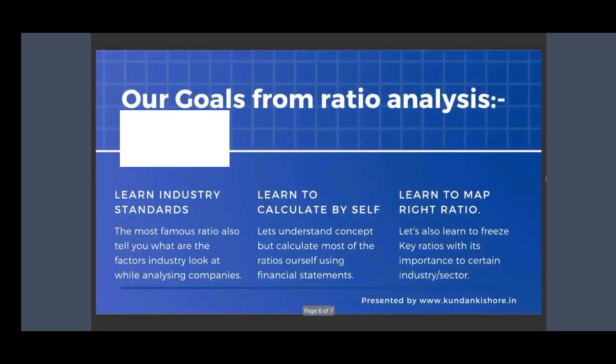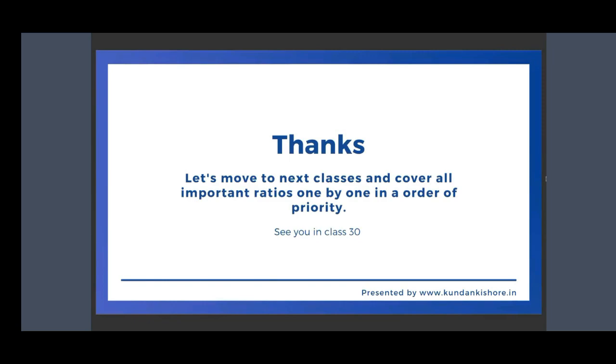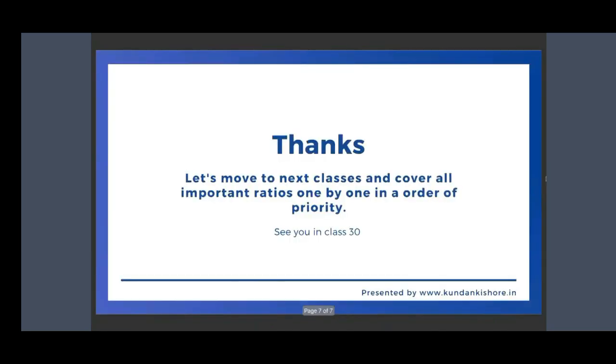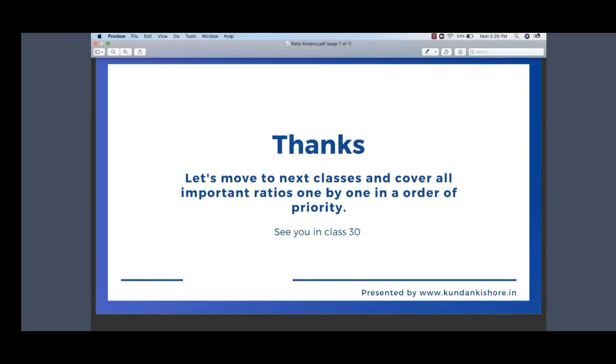Well, many of the ratios will overlap with each other. What is important is that I give you an order of priority, and that's why I'm going to club all those in a single class, which is the next class, with order of priority and not within different categories. Right. So see you in the next class. Thank you for attending this class 29, and let's jump to class 30, where we will learn about different types of financial ratios.